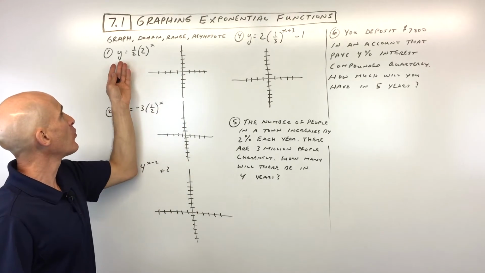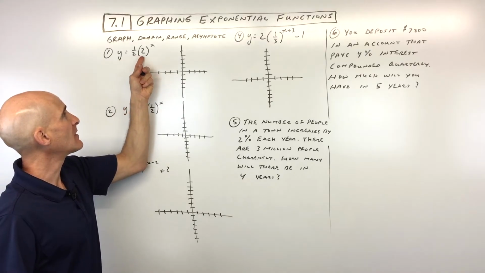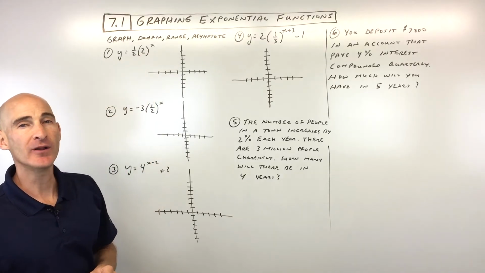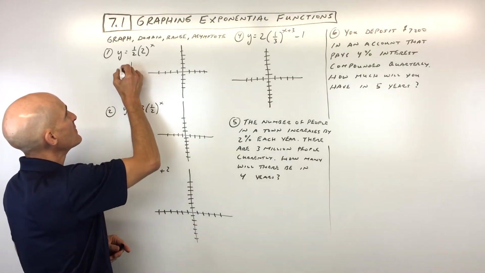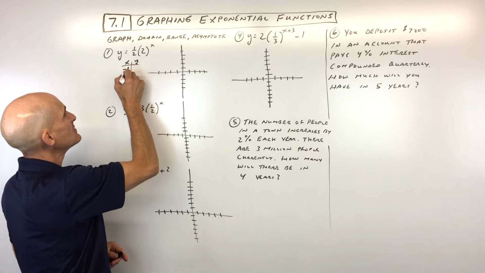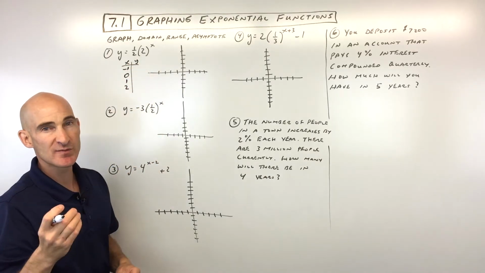So let's start with number 1. So y equals 1/2 times 2 to the x power. How would you graph that one? Well, if I was going to do this one, what I would do is I'd just make a table and I'd pick some easy values like -1, 0, 1, and 2, some small numbers.